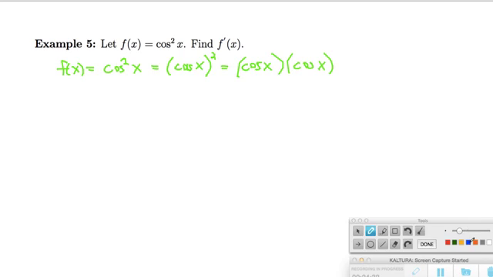So, in order to do the derivative here, we are going to need to do a product rule. We're going to treat the first function like it's cosine of x, and also the second function like it's cosine of x. And just as a gentle reminder, the derivative of cosine of x equals negative sine of x.